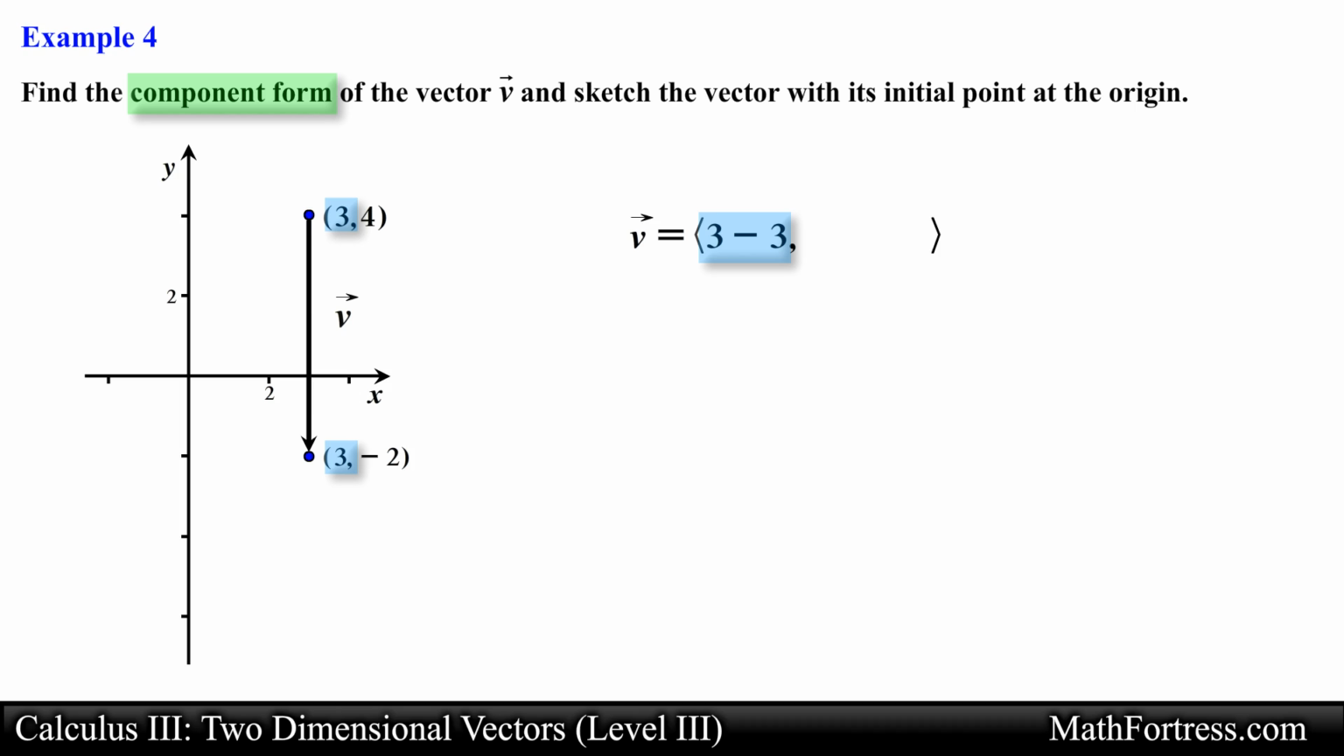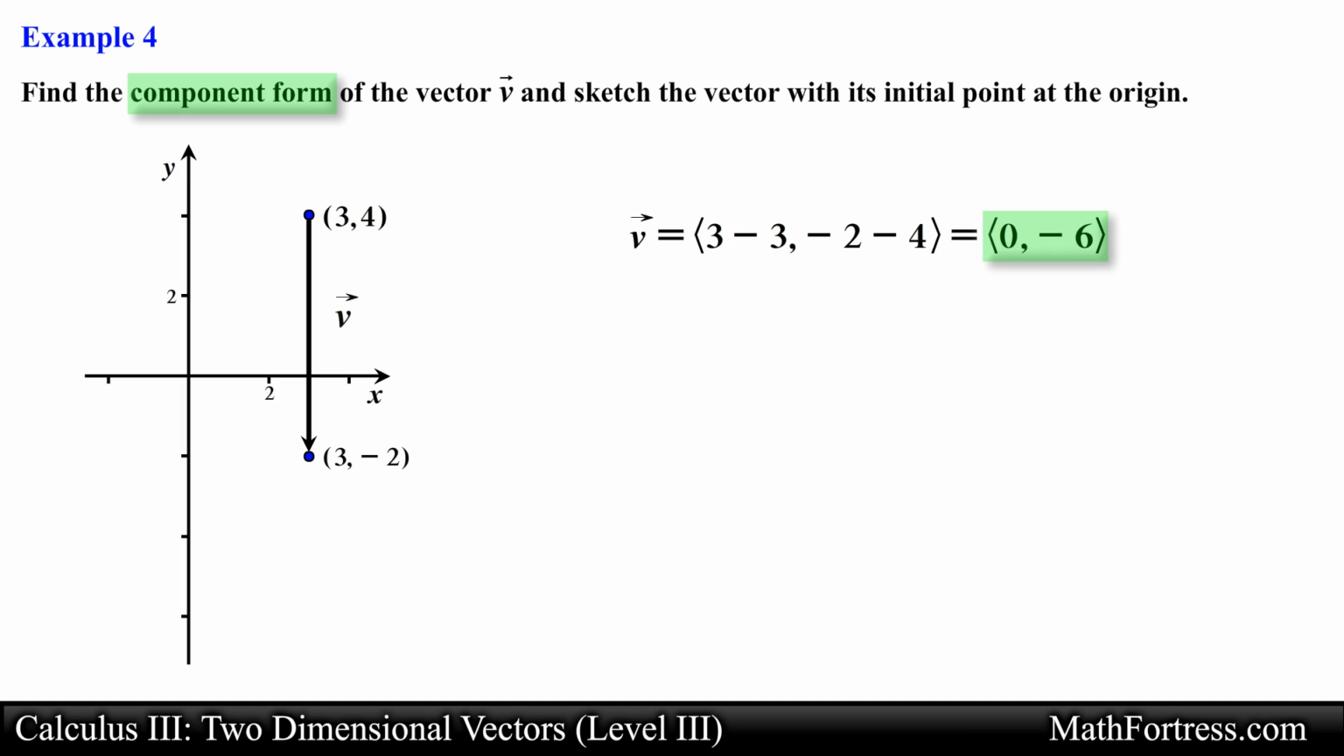Vector v is equal to 3 minus 3 for the x component, which simplifies to 0, and negative 2 minus 4 for the y component, which simplifies to negative 6. So vector v has components equal to 0, negative 6.